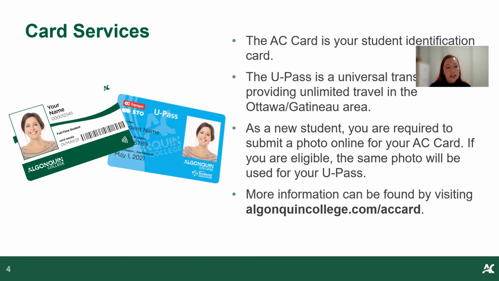Next, we have card services. The AC card is your student identification card. The U-Pass is a universal transit pass, which provides unlimited travel between Ottawa and Gatineau. As a new student, you are required to submit a photo online for your AC card. And then if you're eligible, the same photo will be used for your U-Pass as well.